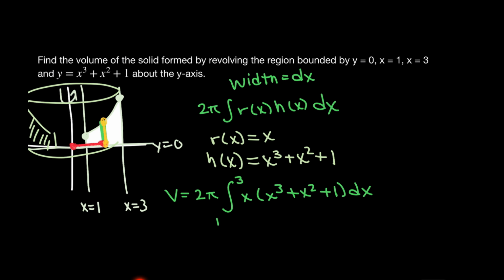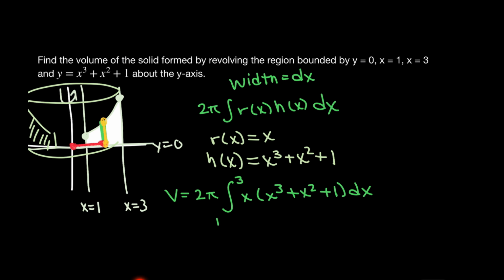Plugging that into my formula, my volume should be 2 pi times the integral of x times x cubed plus x squared plus 1 dx. And my bounds of integration are going to be x values as well. We are starting at x equal 1. That's where this object starts. And we are stopping at x equal 3. So my bounds go from 1 to 3.